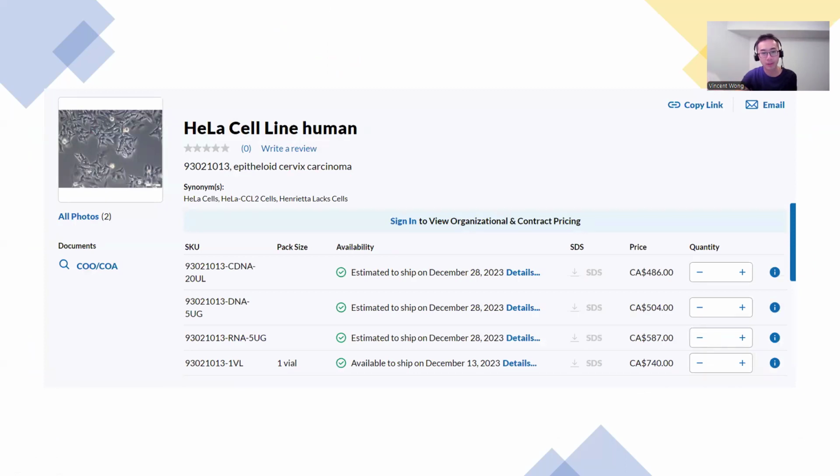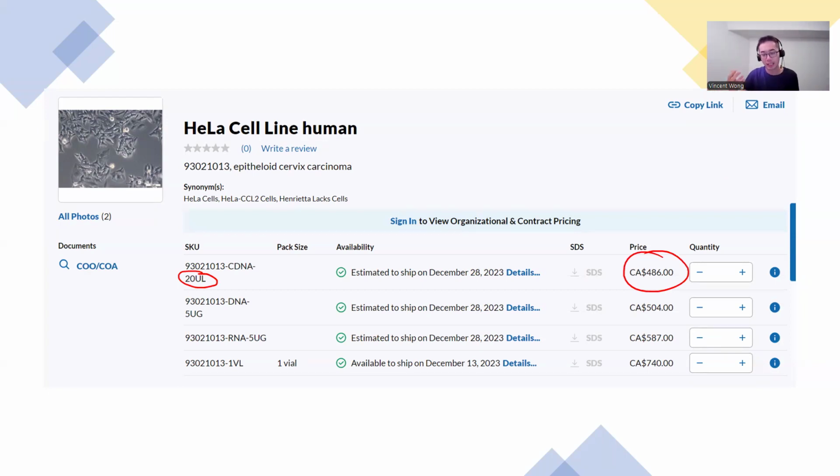I don't think you even need a special license to buy it. Anybody can buy it, and they're not cheap. Okay, 20 microliters. A microliter is the same as a micrometer, right? A liter has 1,000,000 microliters. So this is a very, very small amount, and it costs $486. Okay? And it's understandable because once you buy it, you can grow your own supply, right?